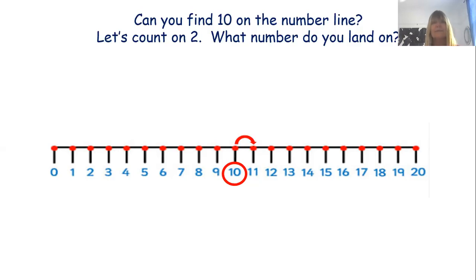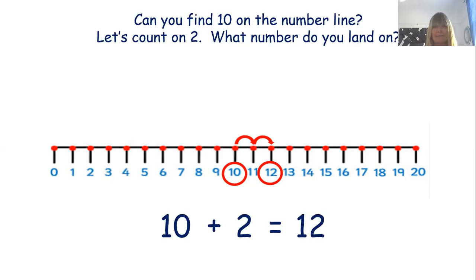1, 2. So hopefully we've landed on the same number as me, it's 12. So if you write that as a number sentence, we're going to start with the number 10. We're going to add 2, and that is going to give us the equals 12.